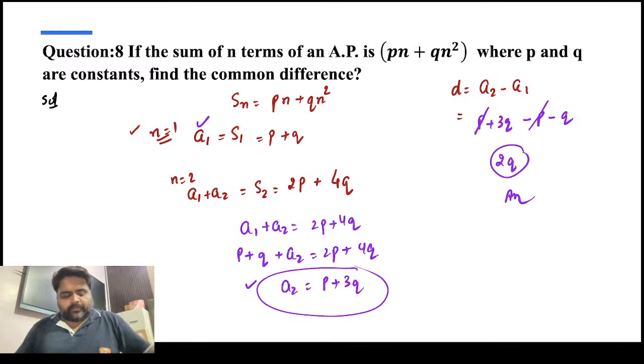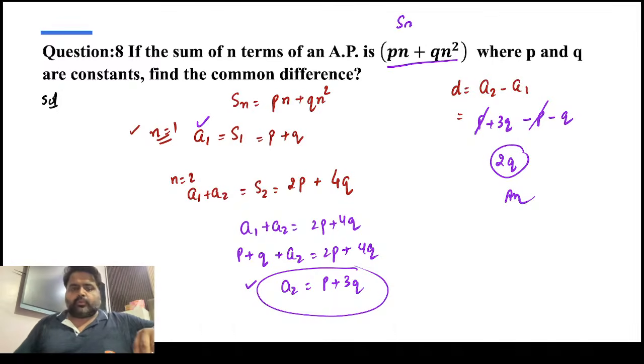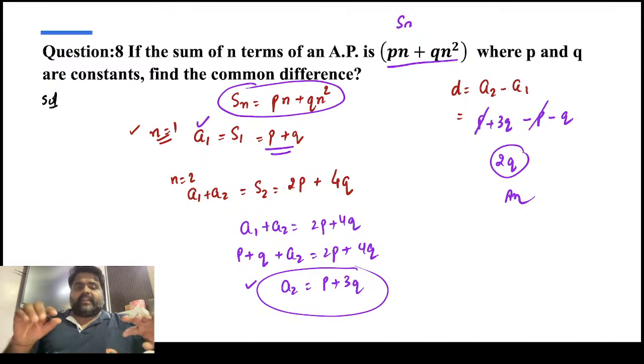Okay, but I'll repeat. First of all, Sn is given to you. Sn means the sum of n terms, right? When we put n equal to 1, the result is p plus q, right? And S1 means only the first term. So the value of A1 is p plus q. Hopefully this is clear to you till here.